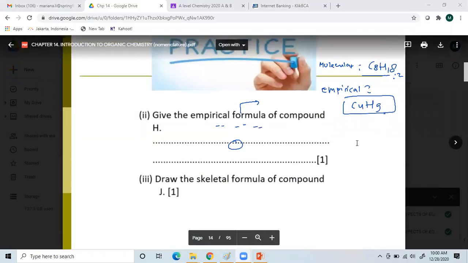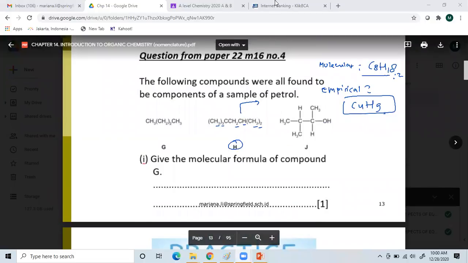Okay, the next question: draw the skeletal formula for compound G. How many C's do we have? 1, 2, 3, 4, 5, 5, right? After you count the number of C's, please find the longest chain that contains the OH, since this is an alcohol, right? So you should find the longest chain that has OH attached. So I think this is the longest chain, consisting of 4 C's: 1, 2, 3, 4.